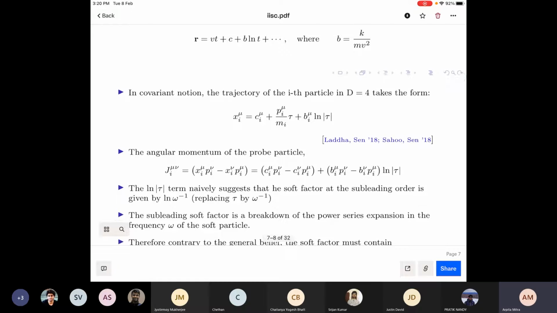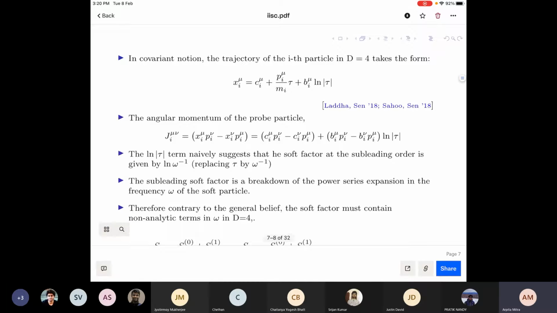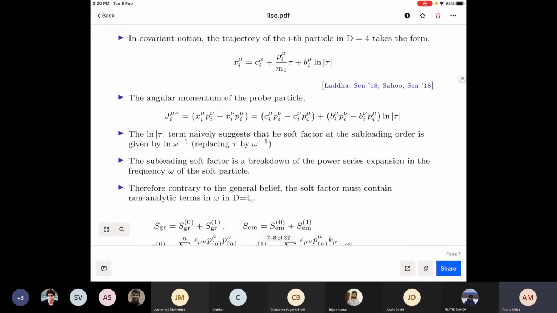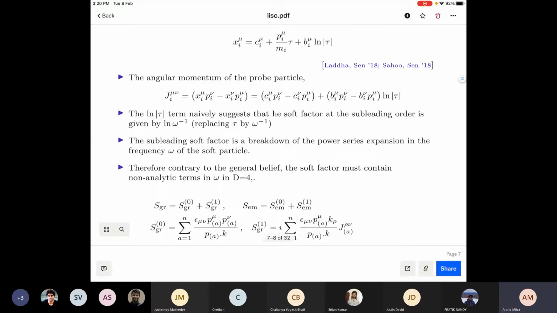Similarly, from this trajectory, we can calculate the angular momentum of the probe particle. And the naive guess for how we calculate this dependence on frequency is that we just replace tau by omega inverse. So here we can comment that we now have a ln omega inverse term in the soft factor. In general, the power series expansion breaks down at this order, and so the subleading soft factor is a breakdown of the power series expansion, and we have to consider some non-analytic term like log.